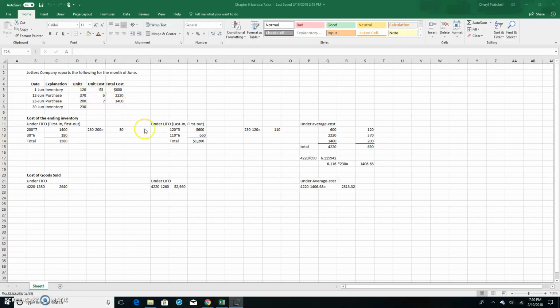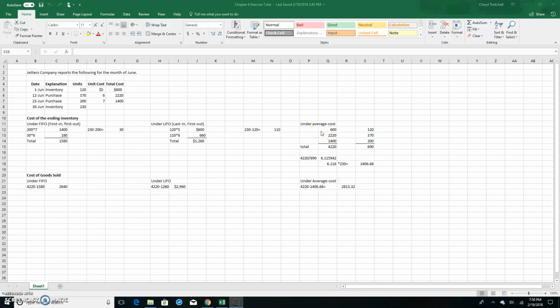So we have 120 times $5, that gives us $600. And then we have 230 minus 120 gives us 110 left. So we put that here, 110 times the unit cost for June 12th, which is $6. You multiply those and you come up with $660. You basically add those together and you come up with $1,260.